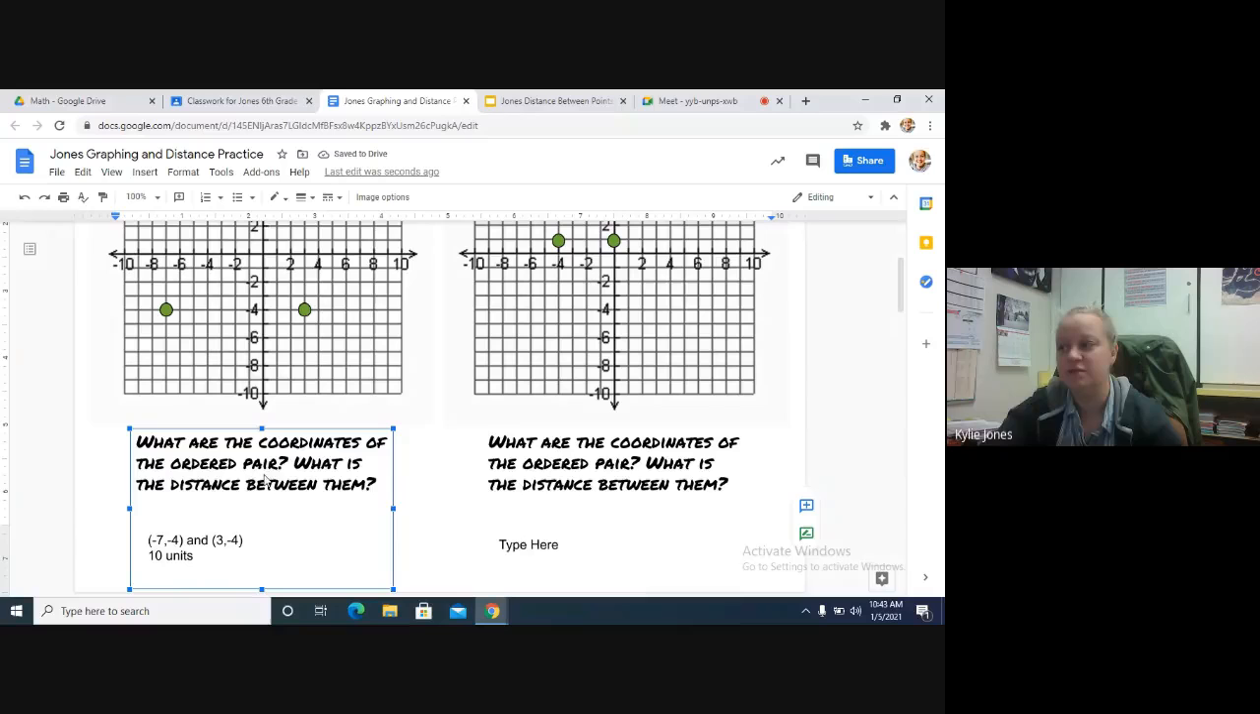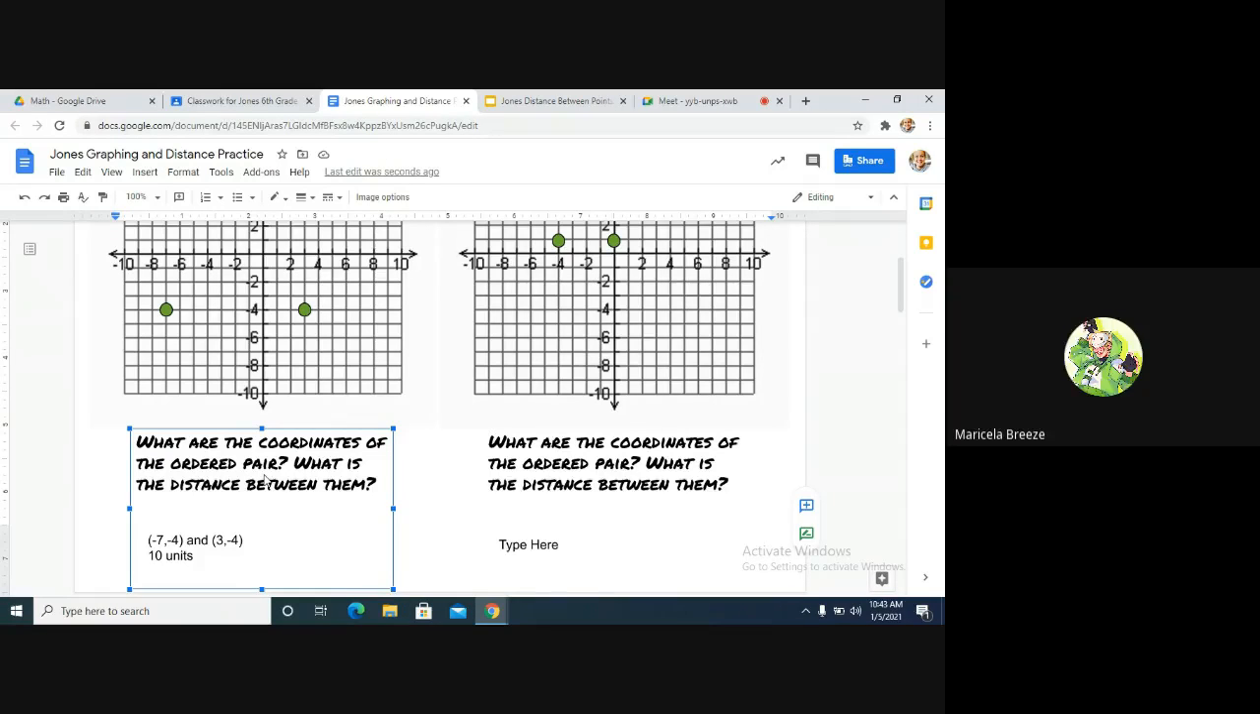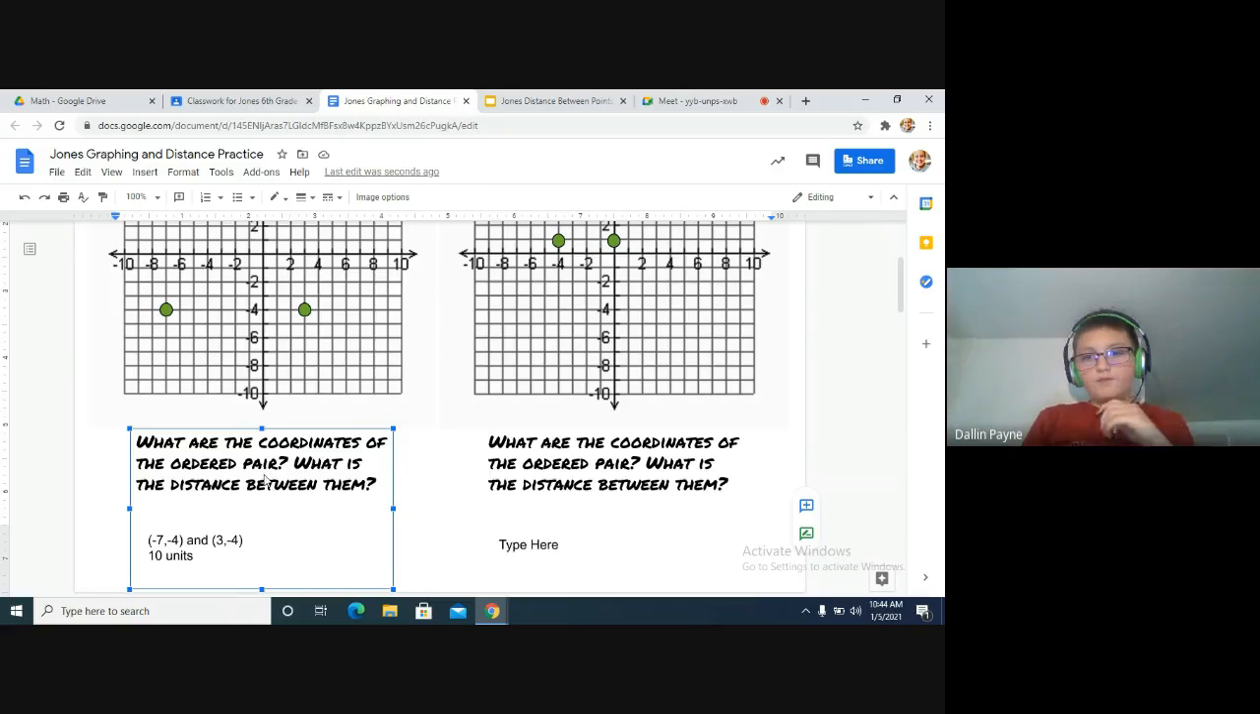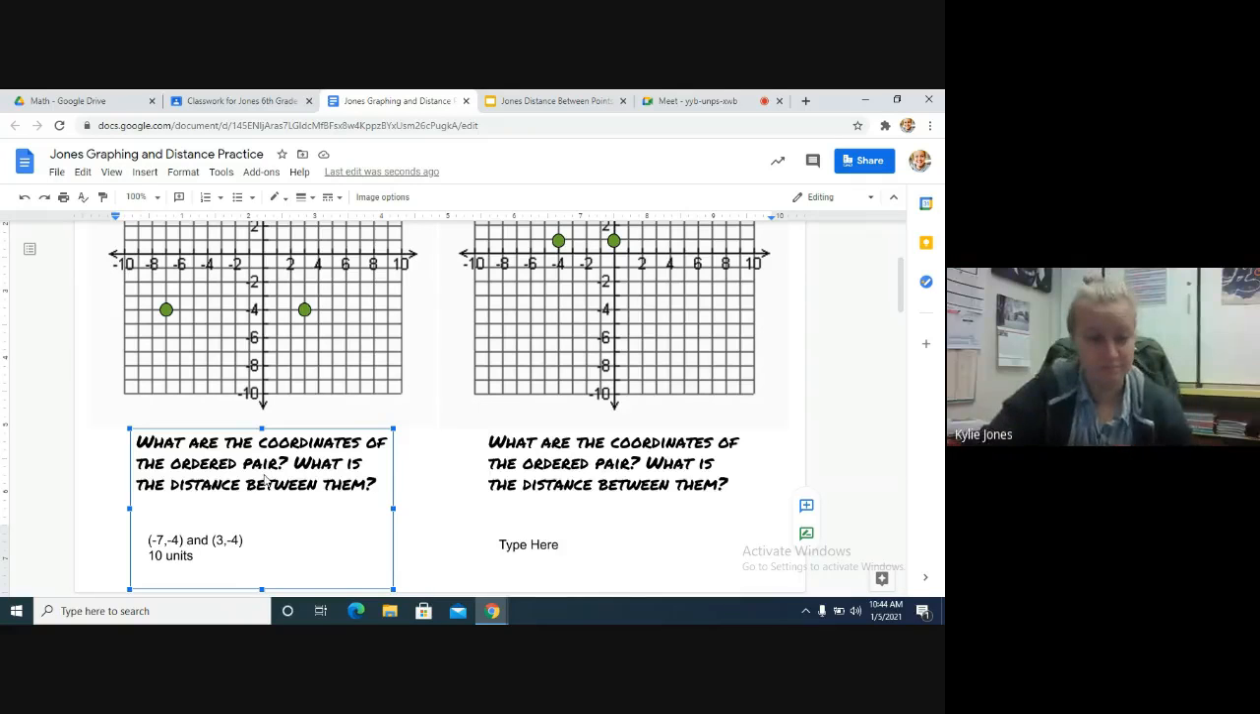How could I check my answer to make sure 10 is correct? Count. Count it, right? So we could count across. We got 1, 2, 3, 4, 5, 6, 7, 8, 9, 10 units. And we're done.